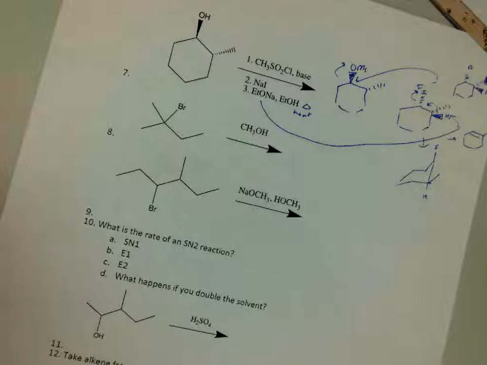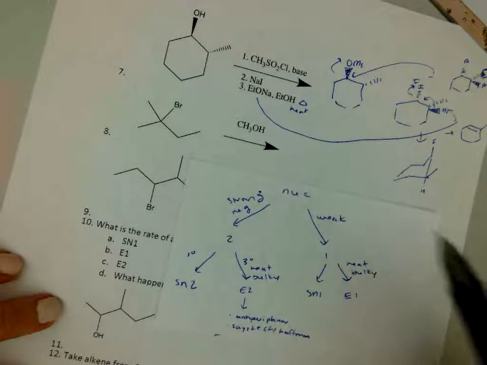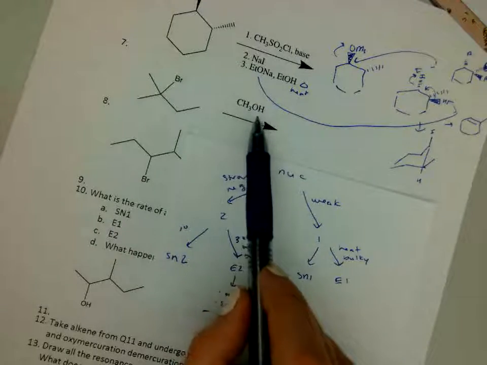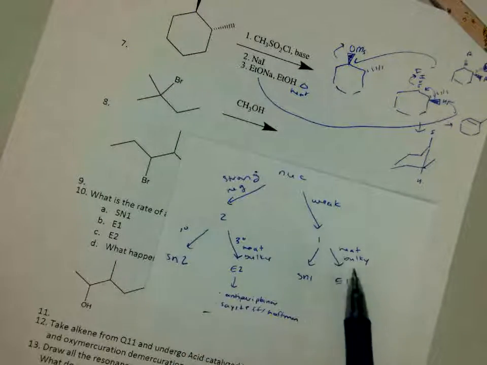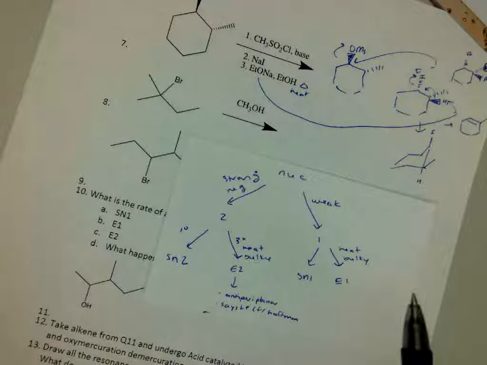Is this a substitution or elimination question? Well, there's a good leaving group, and there's a good nucleophile, or a good enough nucleophile. So that nucleophile is neutral. It's not negative, so I'm going to say it's weak. So this is going to favor 1. Tertiary is going to be equally favored for both.